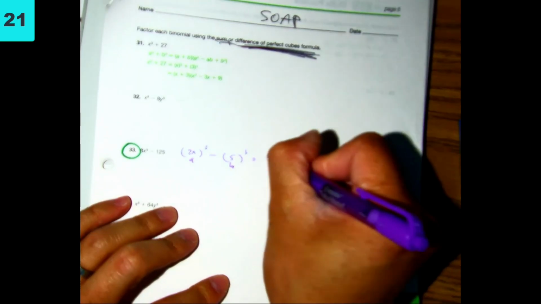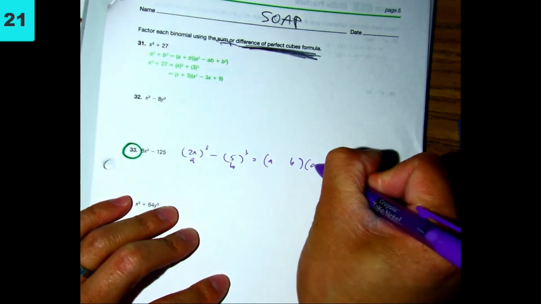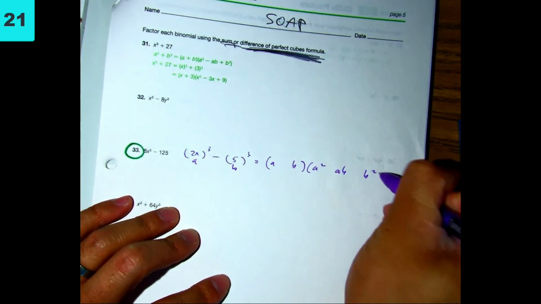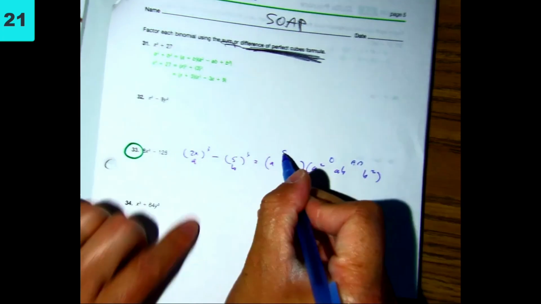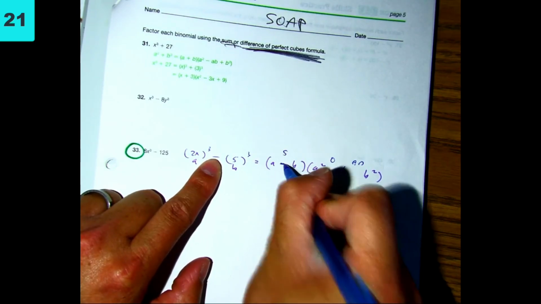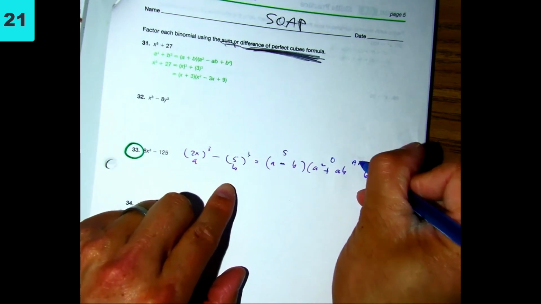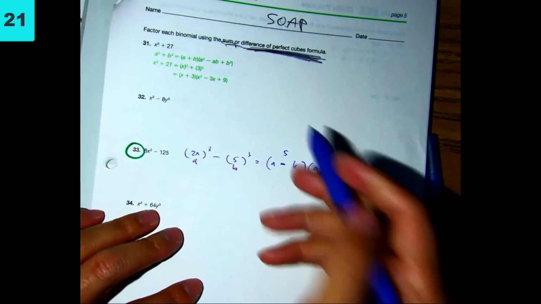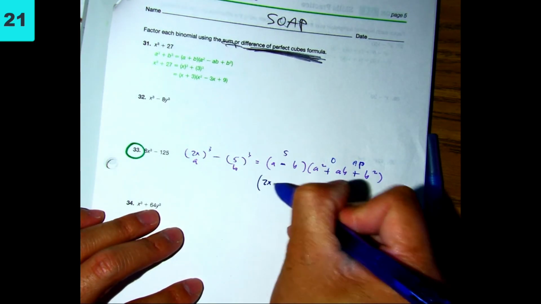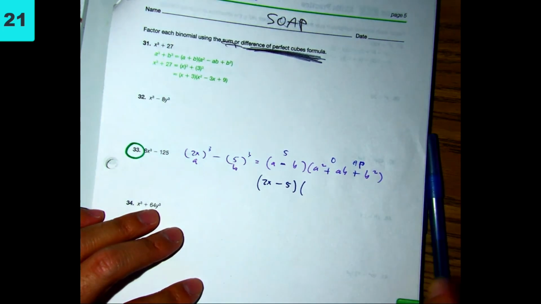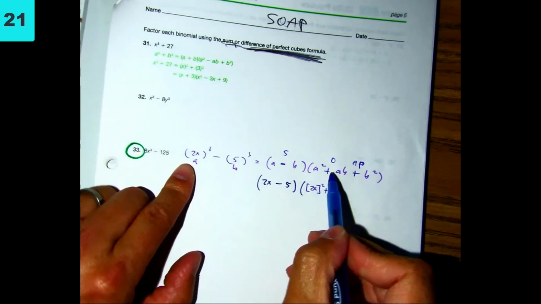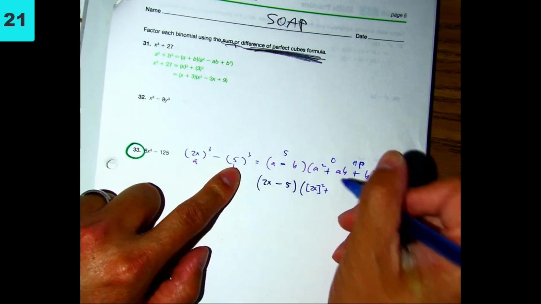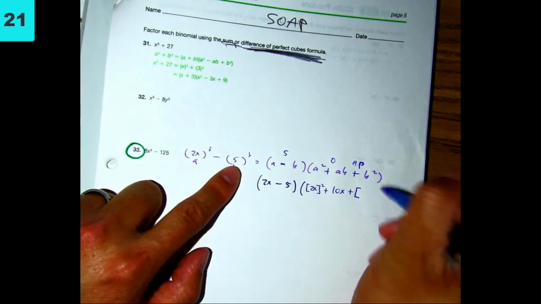To get my formula, it always is the same: a minus b, a squared, ab, b squared. Now I'm going to use SOAP. Same math operation, opposite, which is a plus, and then always positive. I'm going to do my substitutions. I have 2x minus 5. Pay attention here. This one's going to be 2x squared. A is 2x, B is 5, so 2x times 5 gives me 10x. And this one, b squared, is a 5.